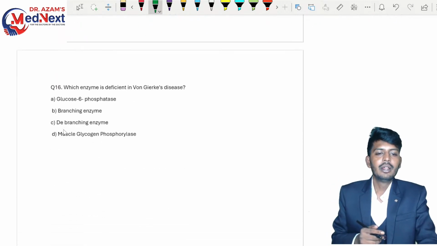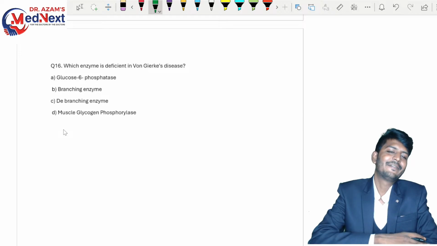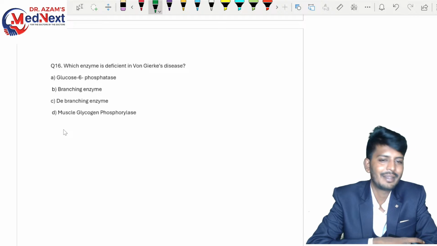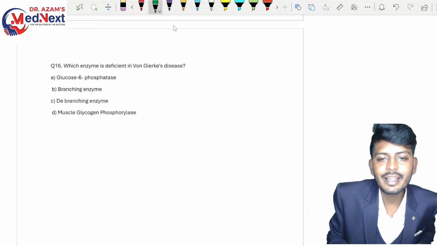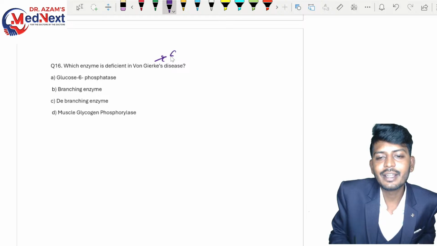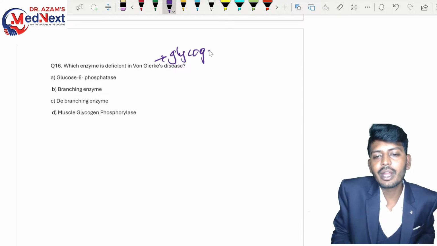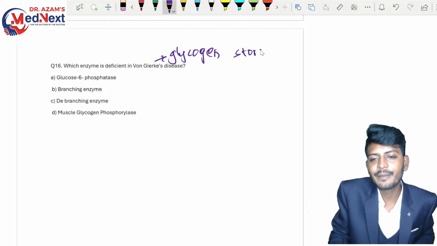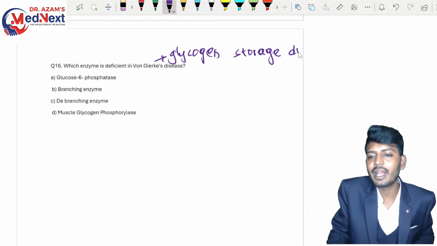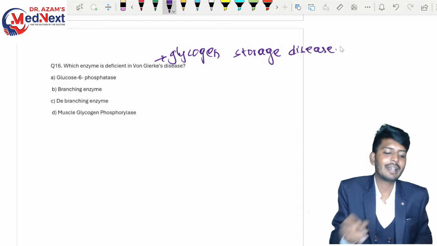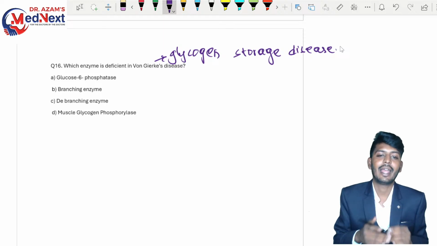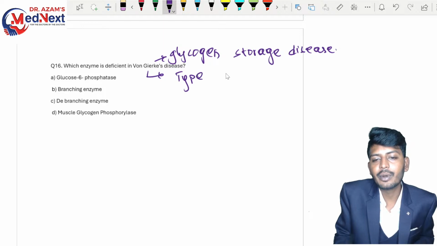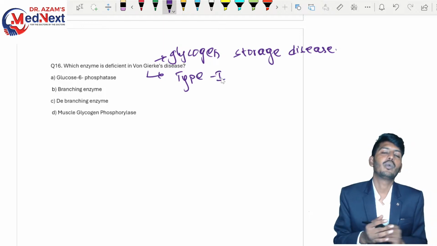Which of the following enzymes is deficient in Von Gierke's disease? It is very simple. What is this? It is a type of glycogen storage disease. This is type 1. Type 1 is Von Gierke's disease.